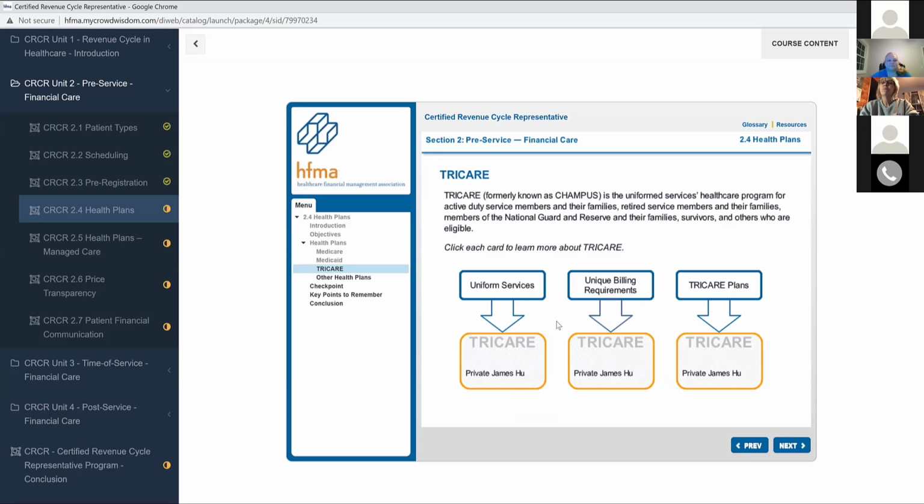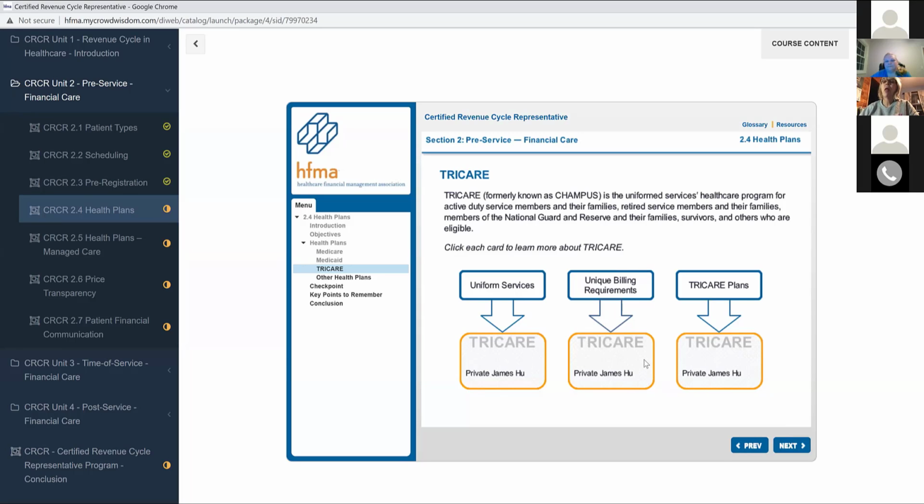Okay. So Tricare is the Uniform Services Health Care Program for active duty service members and their families. So Uniform Services, we'll click on that. Tricare brings together the healthcare resources of the uniformed services and supplements these resources with networks of civilian healthcare professionals, institutions, pharmacies, and suppliers. And this provides the service members access to high-quality healthcare services while maintaining the capability to support military operations.